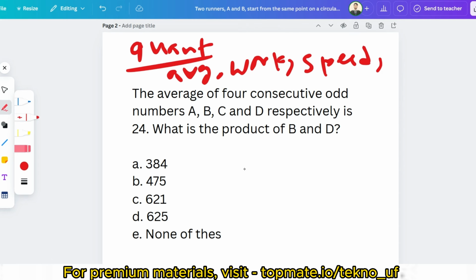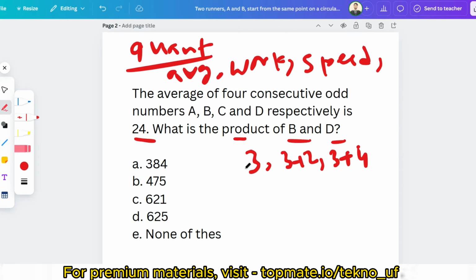So the question is, the average of four consecutive odd numbers A, B, C, and D respectively is 24. What is the product of B and D? So you have to know the value of B and D, right? So that you can get the product of B and D. So how to get that? As you all know, if 3 is the odd number, then the next odd number will be 3 plus 2, right? And if you want the third consecutive odd number, then you have to add 4. So this way you can get it, right?